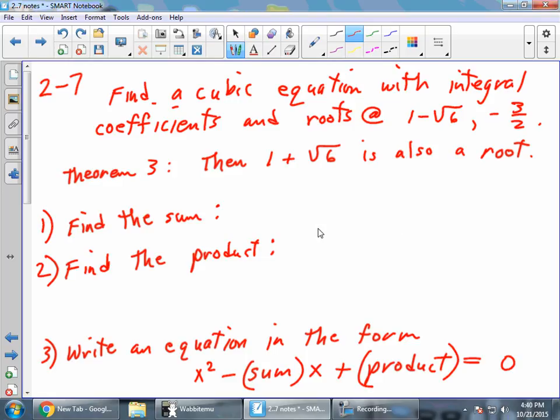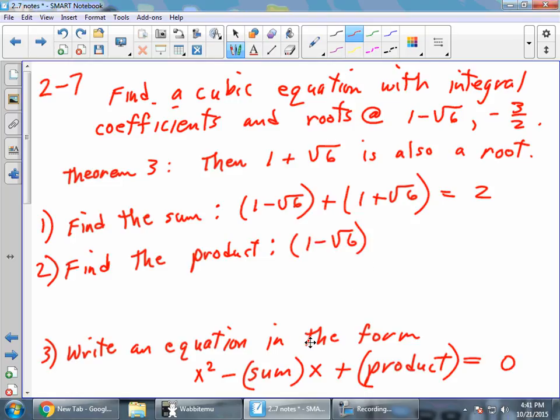So that's the deal. Now, to start with, in order to write an equation, we want to find the sum of these two roots right here. So we're going to go 1 minus the square root of 6 plus 1 plus the square root of 6. Well, 1 plus 1 equals 2, and minus root 6 and plus root 6 equals 0, so it's still just 2. And then we're going to want to find the product of these guys.